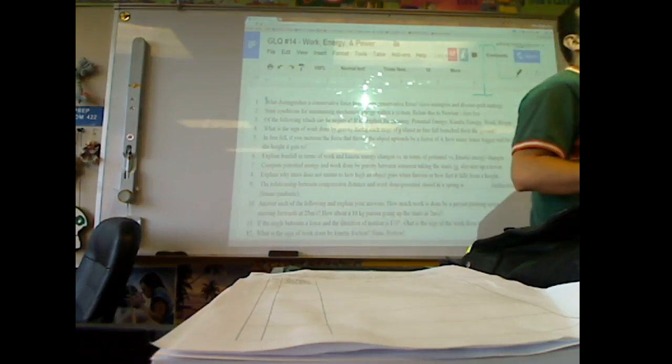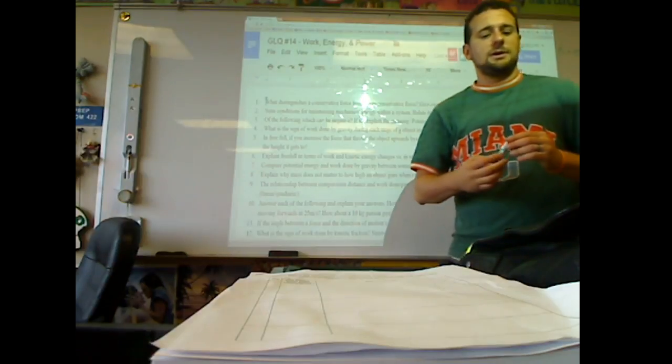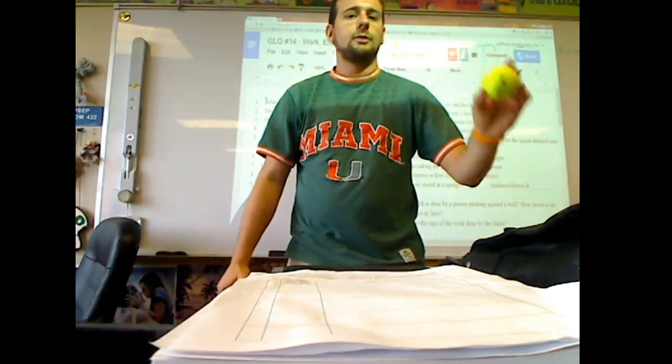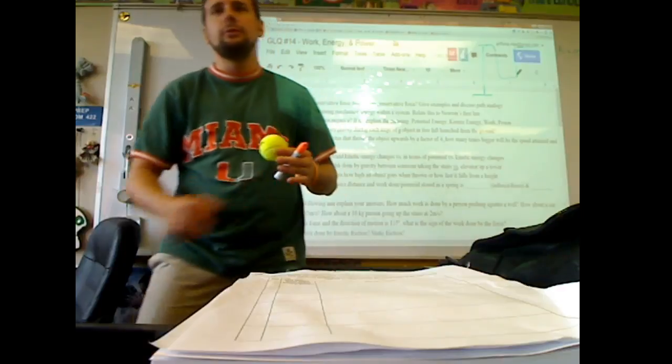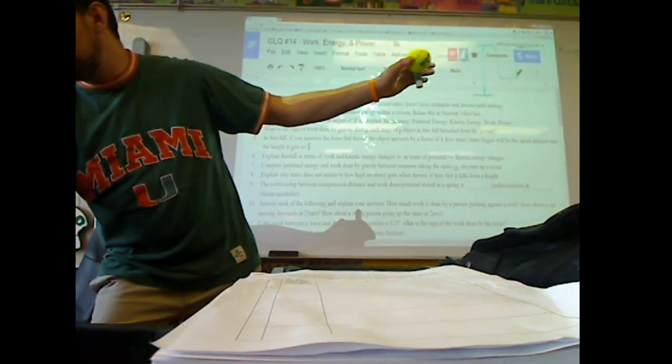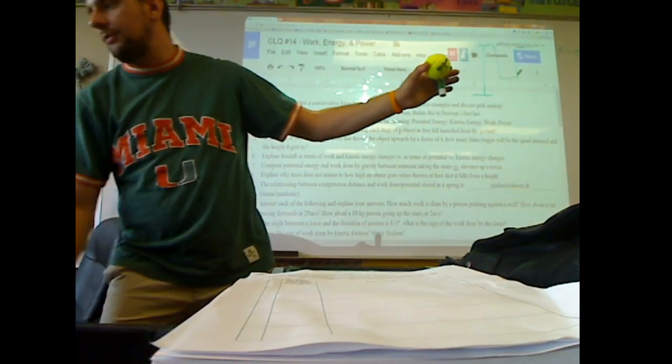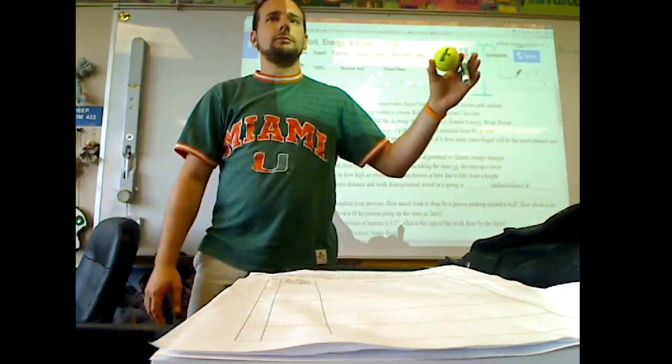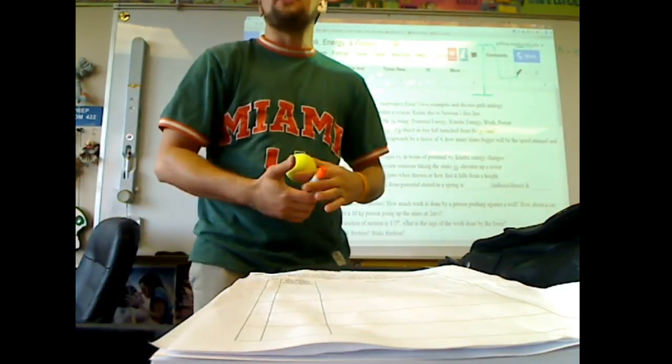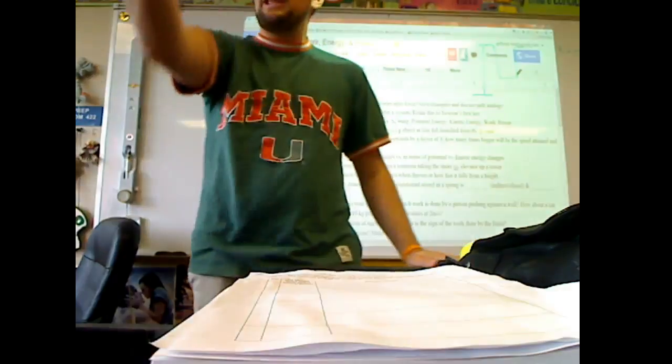Now, let's also talk about this velocity business. How fast is this ball moving right now? Okay, so how much kinetic energy does it have? It depends on your frame of reference. Very good.